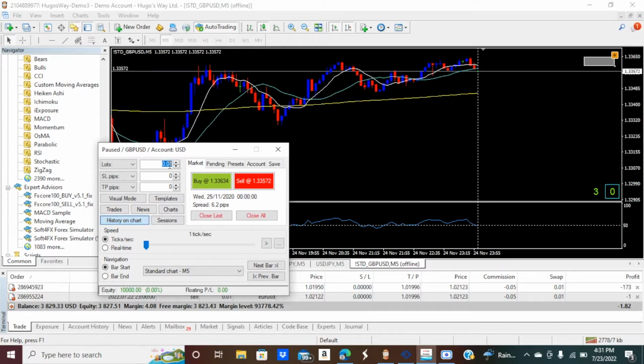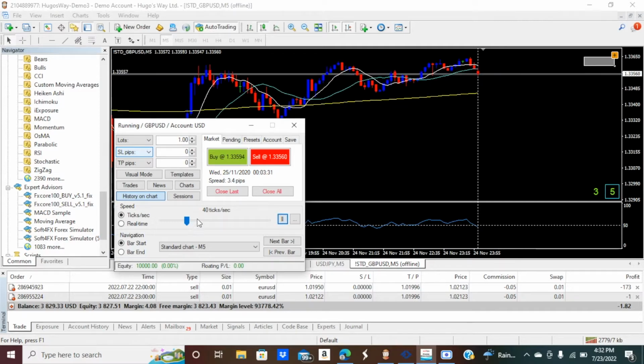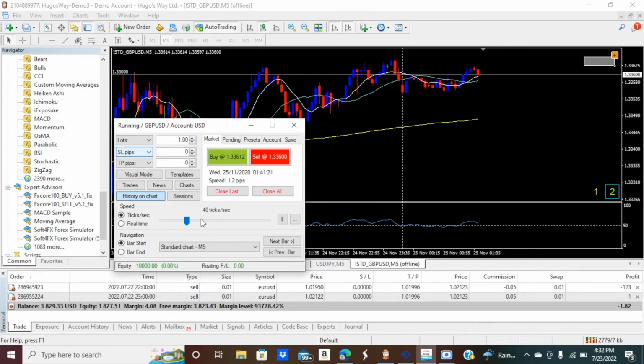So I am going to change my lot size to a standard because I am backtesting with a 10K account. Here you can play around with the speed, how fast you want it to play. So I'm going to try it here, see how I like the speed of it. Then I'm going to hit the play button, and we're going to get it started. Waiting for a setup now.